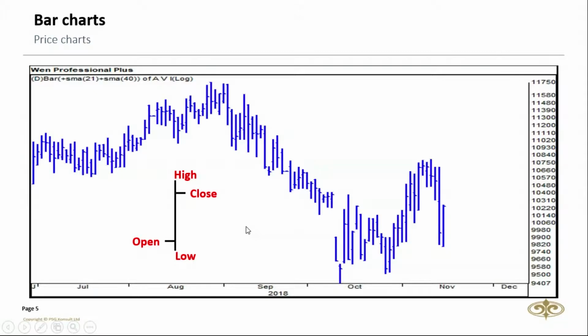So what's important to understand here is that bar charts also show a bit more information, what we call gaps. You guys can see it here. That's a gap you would have seen on a line chart. So that is a bit of panic selling. This is a gap there also.